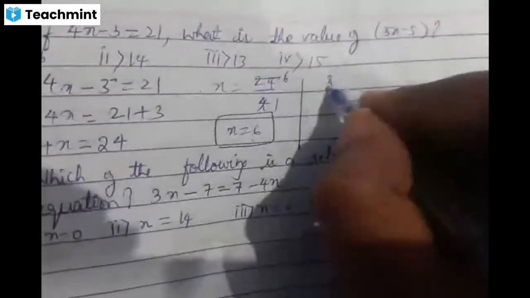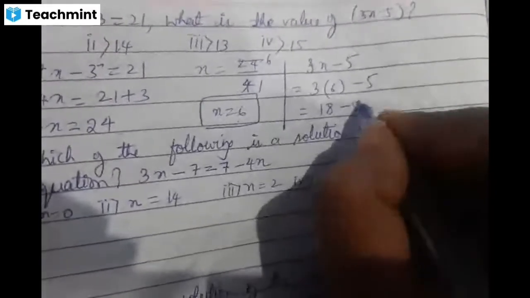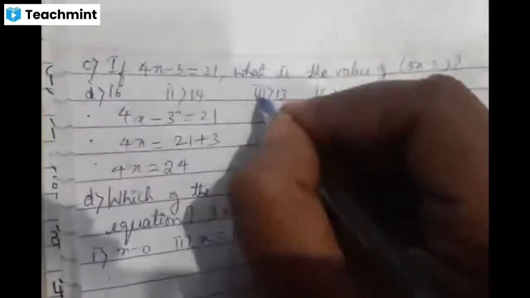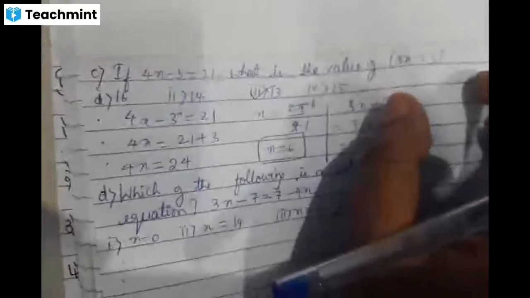Minus 3, send it to the other side, it will become plus 3. 4x is equal to 24. Therefore, x is equal to 24 by 4. 4 6s are 24. x is equal to 6. Now this x is equal to 6 value, we have to substitute in the other expression, that is 3x minus 5. 3 into 6 minus 5, 3 6s are 18, minus 5 is equal to 13. So, option number 13.